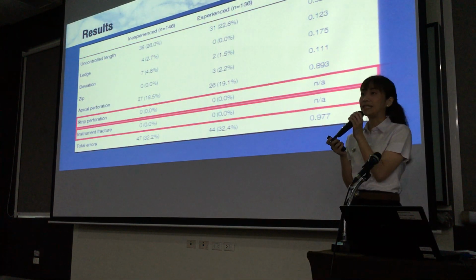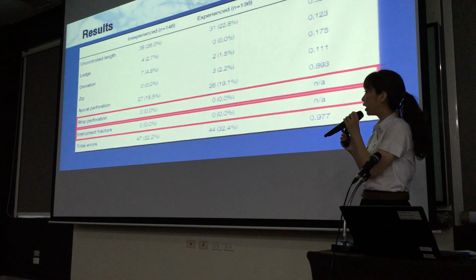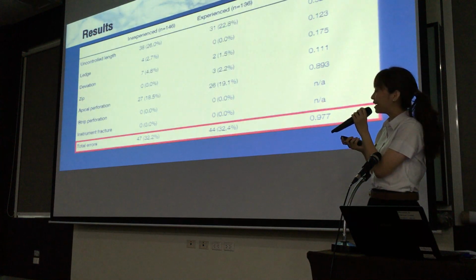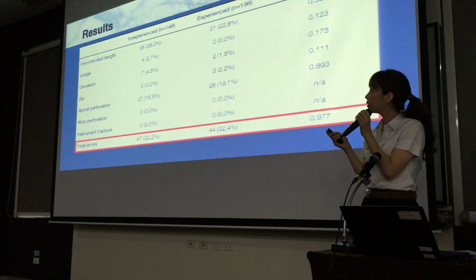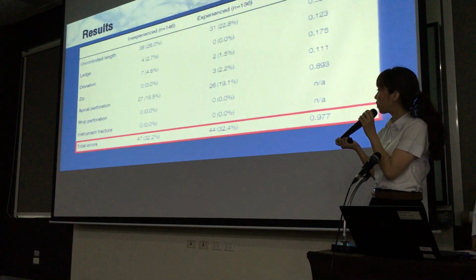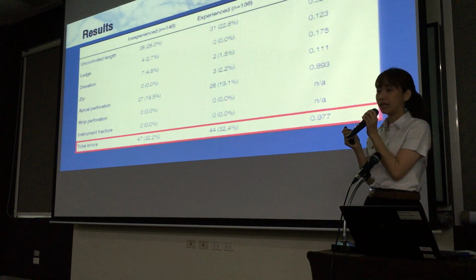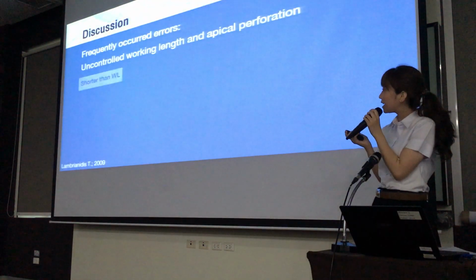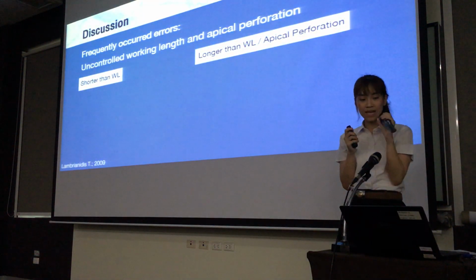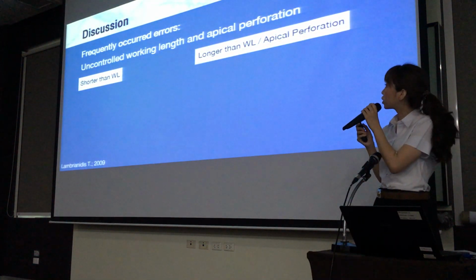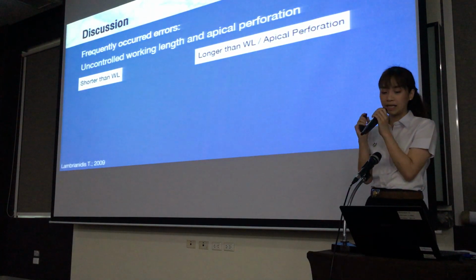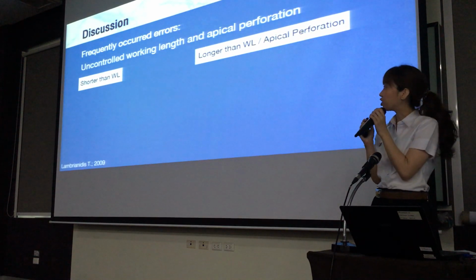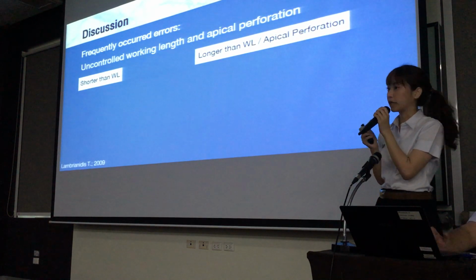And the two things that did not happen in this study were strip perforation and instrument fracture. For the total errors from both groups, they happened about 32%, which was not statistically different. And now for a discussion of the uncontrolled working length and apical perforation. In this study, the uncontrolled working length can be divided into two groups, shorter than the working length and longer than the working length.